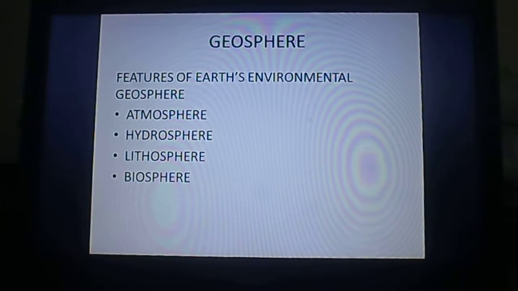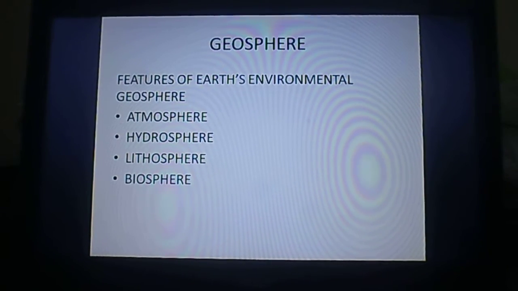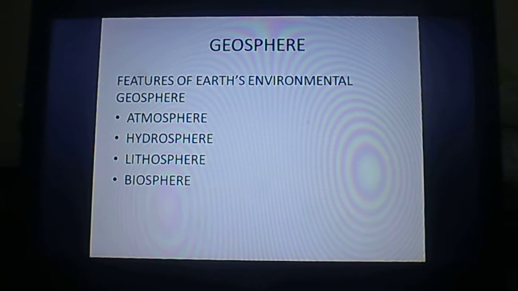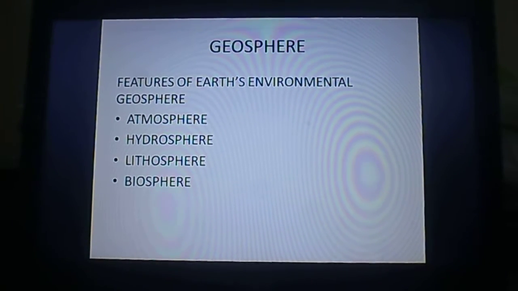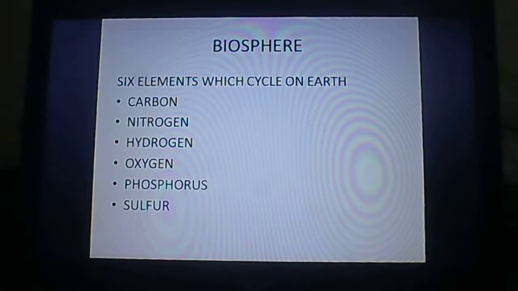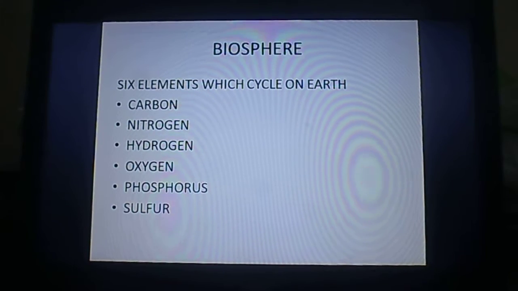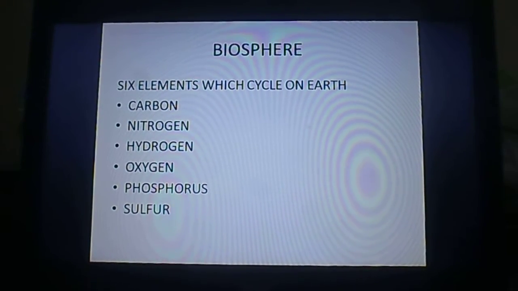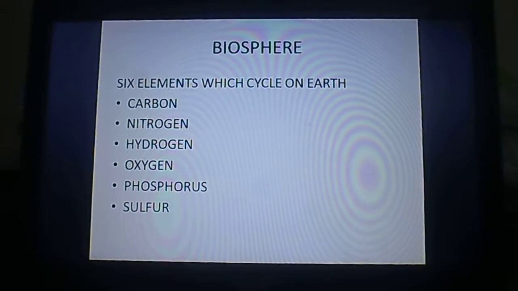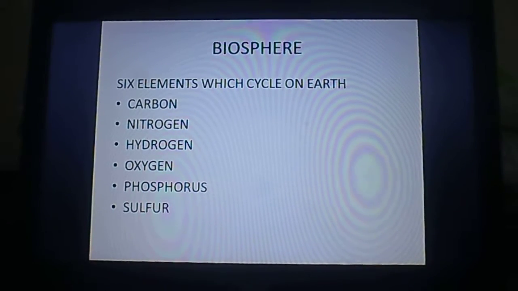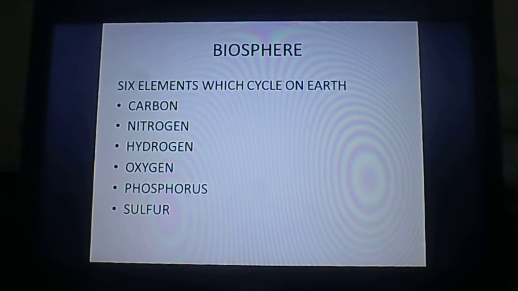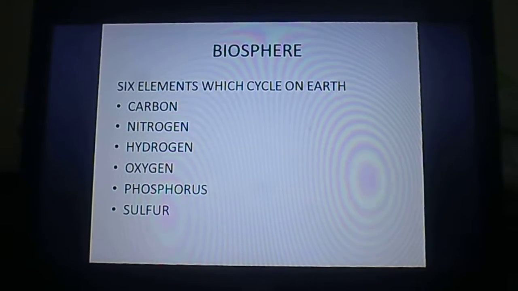There are 4 features of the Earth environmental geosphere. These are atmosphere, hydrosphere, lithosphere, and biosphere. 6 elements are cycling on Earth, namely carbon, nitrogen, hydrogen, oxygen, phosphorus, and sulfur.